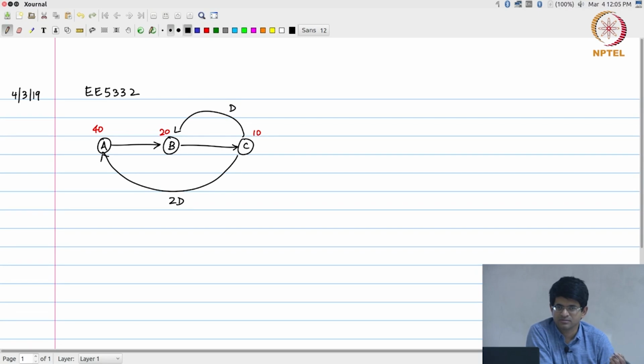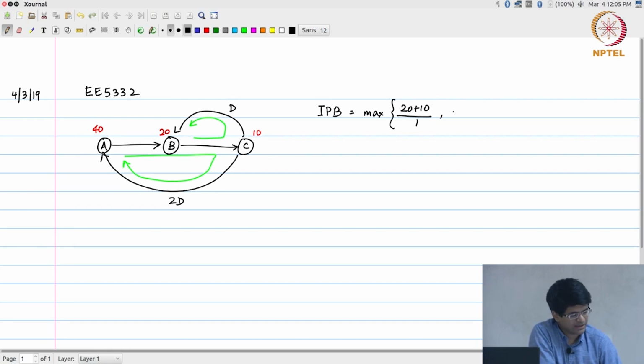So to answer that first question, what is the best possible iteration period that you can get for a graph like this? What does that mean? What am I asking for? The iteration period bound. And how much is it in this case? 35. Basically there are two loops over here. This is one loop and this is the other loop. If I compute the two loops, it turns out to be the max of (20 plus 10) divided by 1, that is the B to C loop, and (40 plus 20 plus 10) divided by 2, which is the ABC loop, and this max turns out to be 35.